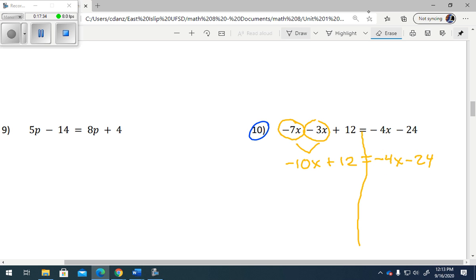So now I want to get the variables to one side. You get to choose, really. Don't write this down, just watch for a second. I'm allowed to add 10x to both sides, and it would make me cross off my x's from the left side. Or, don't write anything down, just watch with me. Or I could have chosen to add 4x to both sides, and it gets rid of the x's from the right side. You really have your choice.